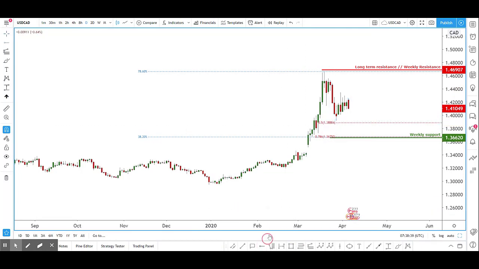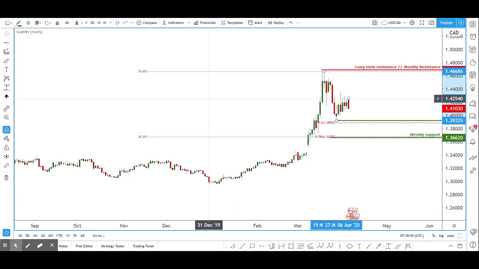And we can call this the daily support. And just remember that this is an extension.